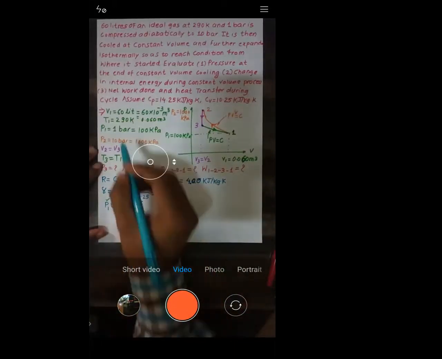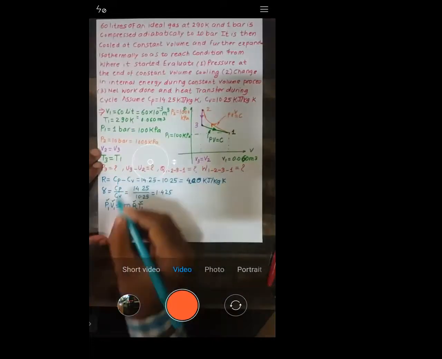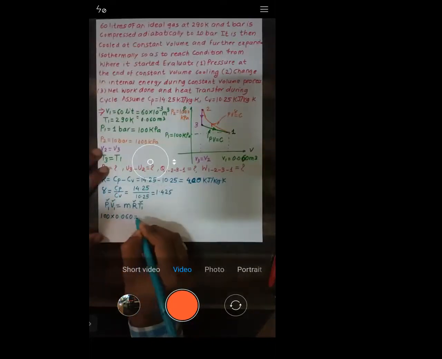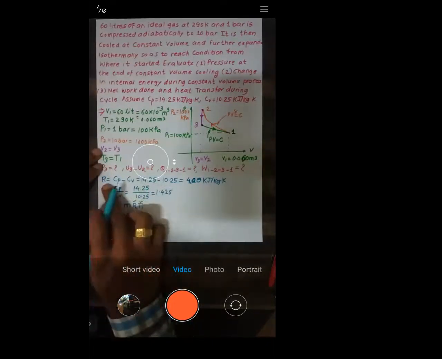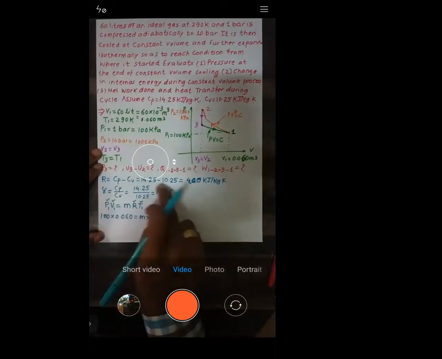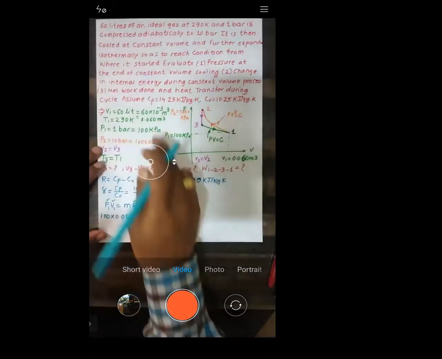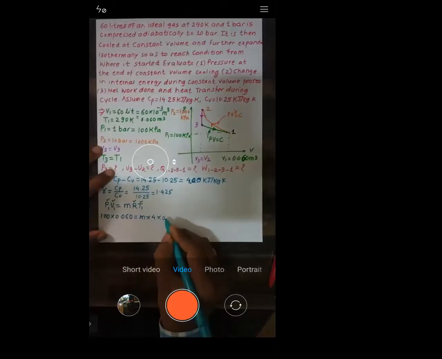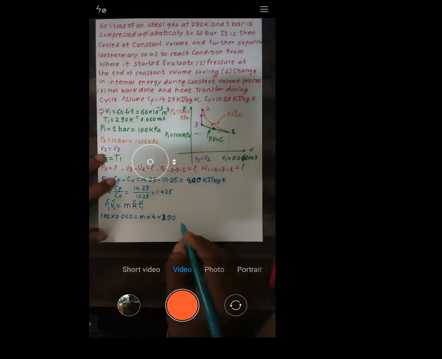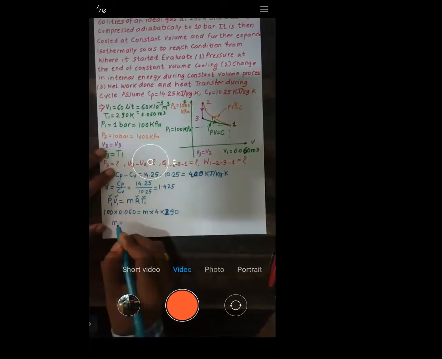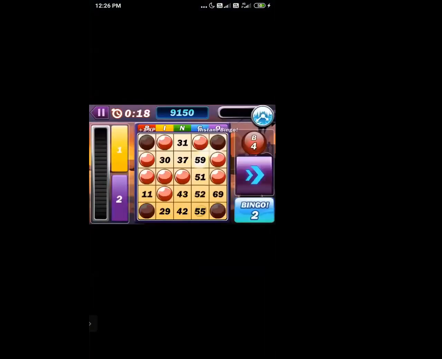Okay, so I'll just put that P1 is 100 into V1. V1 is 0.060, is equal to mass into R. That is the reason why I calculated R. R is Cp minus Cv. So this is 4 into T1. T1 is 290, you can check it. So just do the calculation and get the value of mass. Let us see what value of mass we are getting.